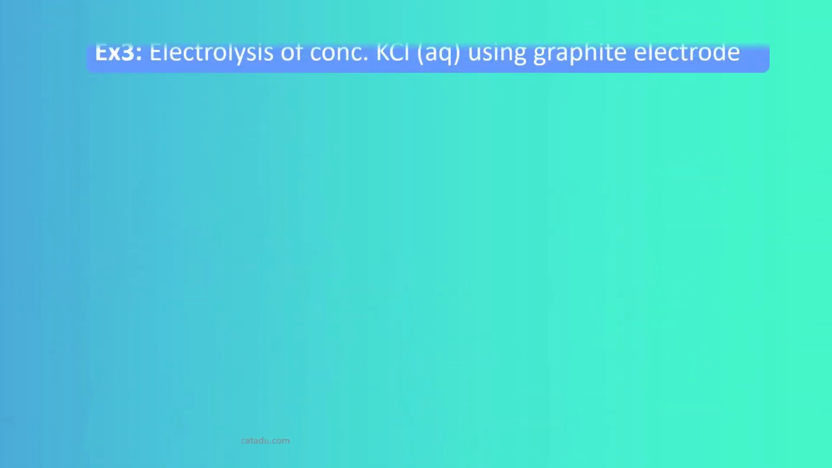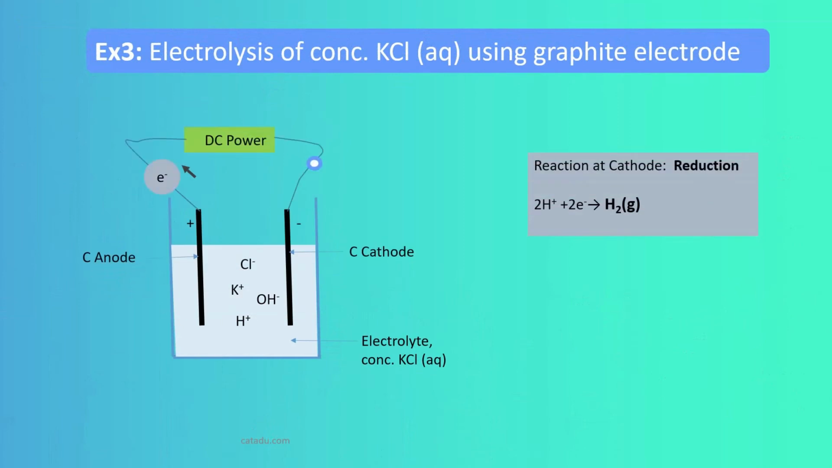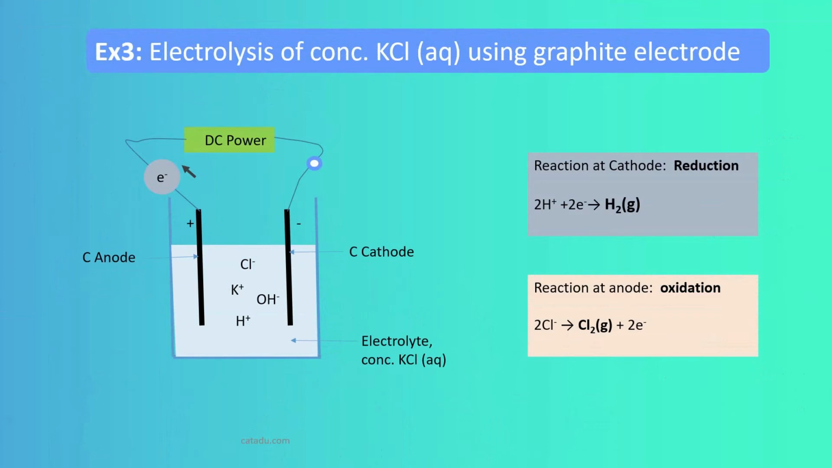Electrolysis of concentrated potassium chloride. In this case, the concentration of chloride ion is more, so it will be discharged. So the final products are hydrogen gas and chlorine gas.